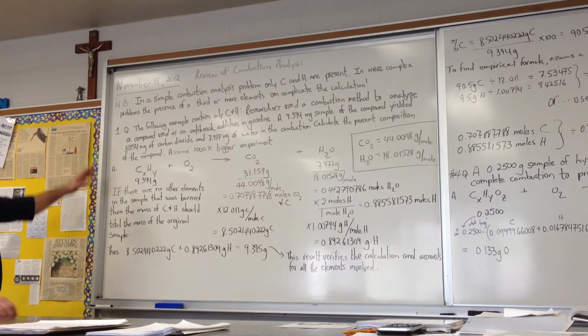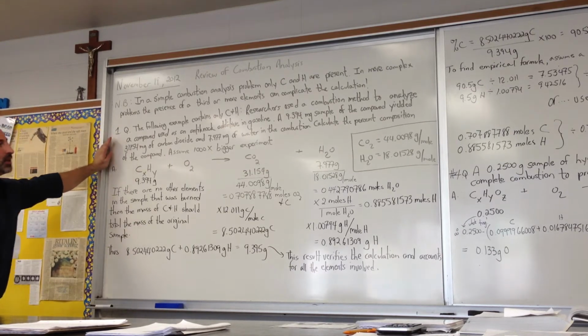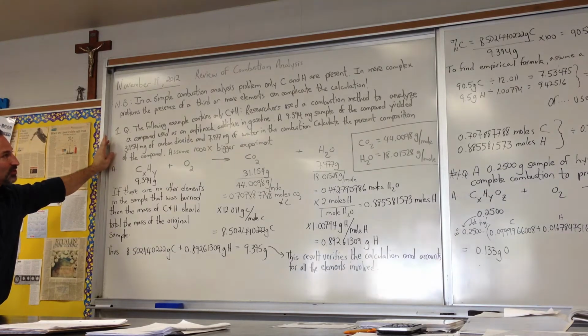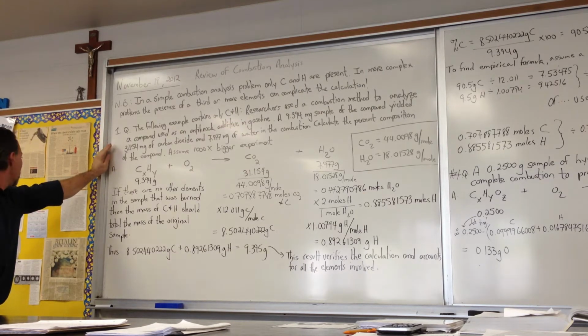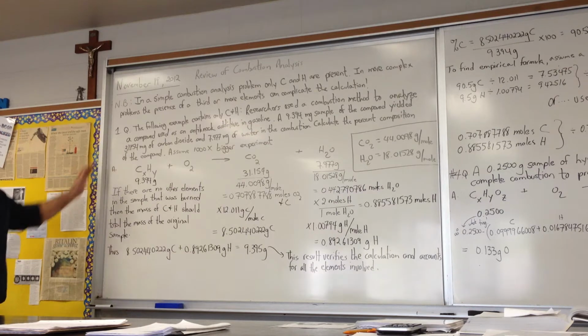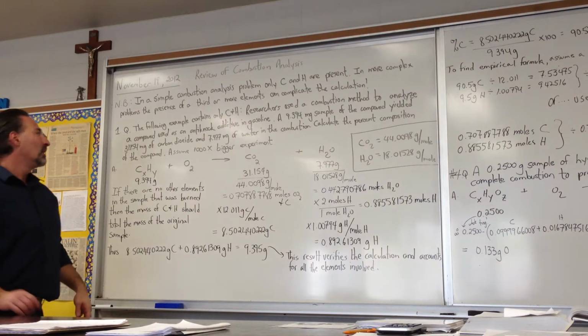So here's an example of a question that contains only carbon and hydrogen. Researchers used the combustion method to analyze a compound used as an antiknock additive in gasoline. A 9.394 milligram sample of the compound yielded 31.154 milligrams of carbon dioxide and 7.977 milligrams of water in the combustion. Calculate the percent composition of the compound.